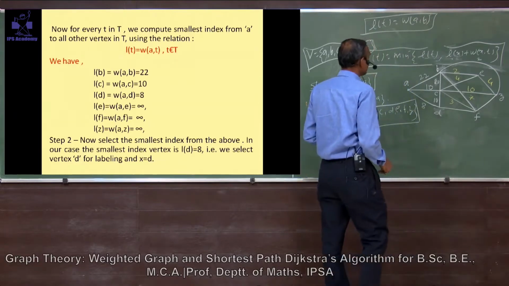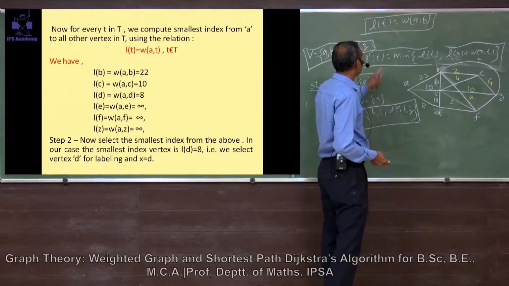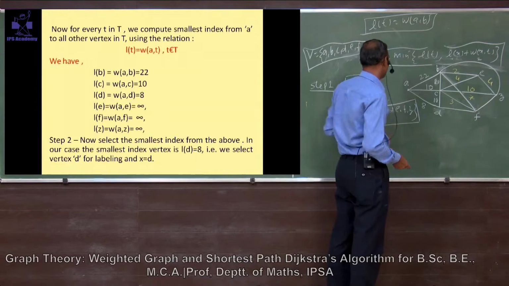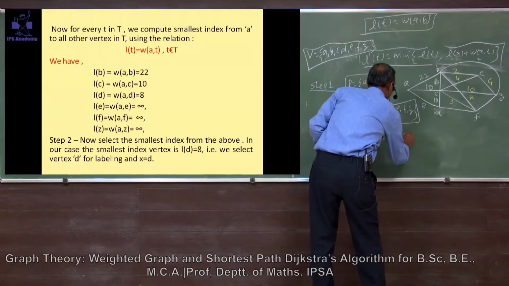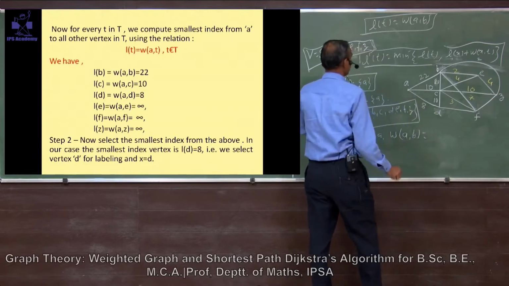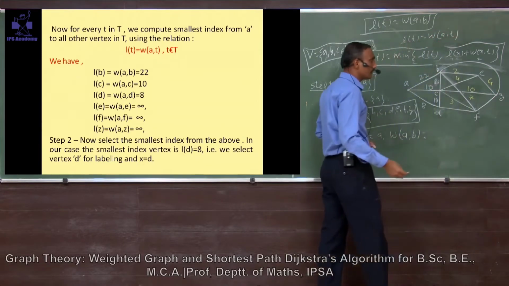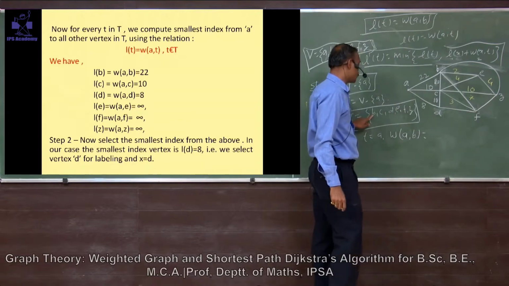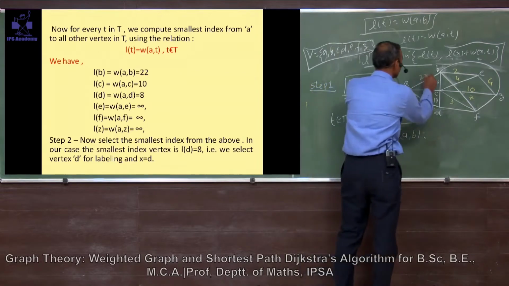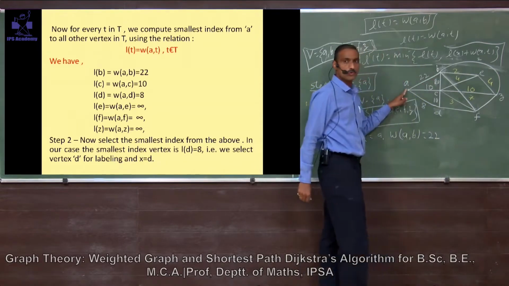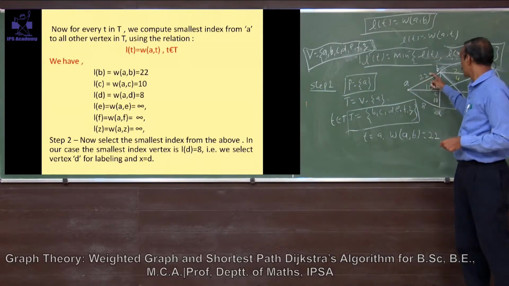Okay, so what will be the weight, the index of the vertex A to B? Here t belongs to T, so we are taking t equals B, the first element of capital T. The formula is L of t equals W(A, t). So what is the index of W(A, B)? Here the distance is given as 22, so W(A, B) equals 22. They are directly connected, adjacent to each other, so we put the number 22 here.